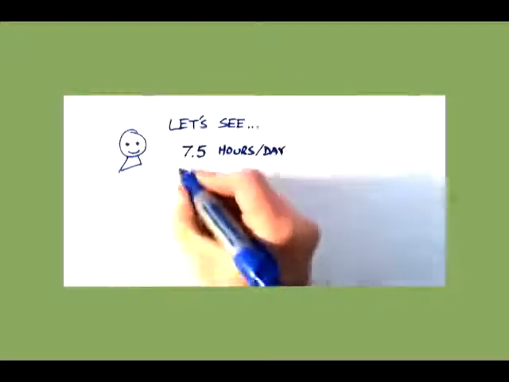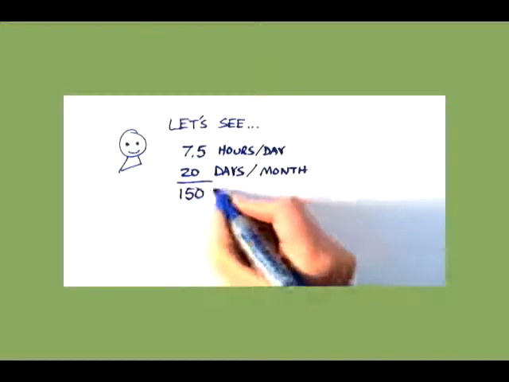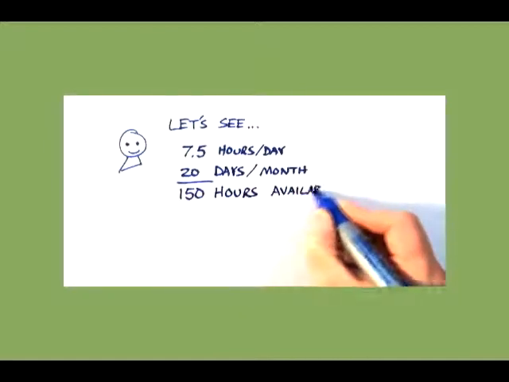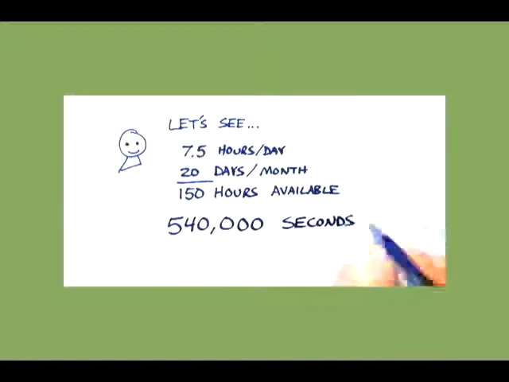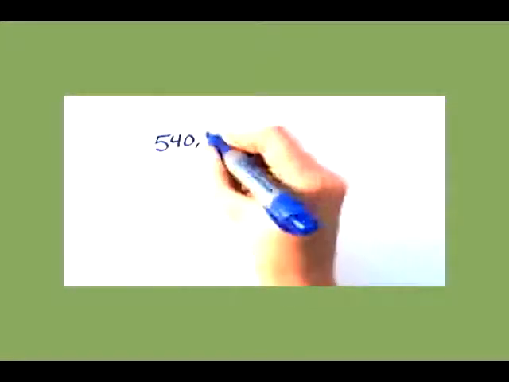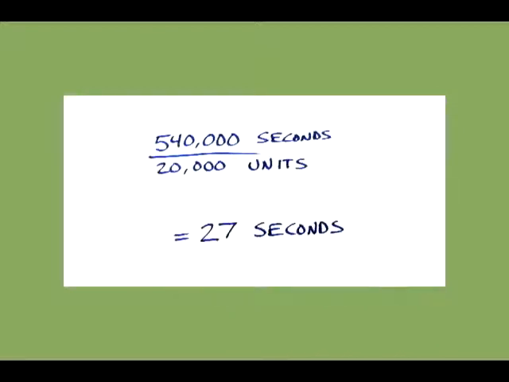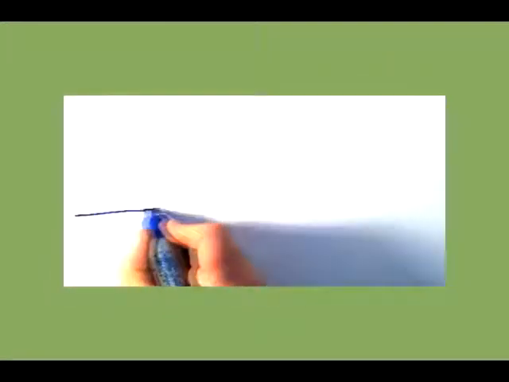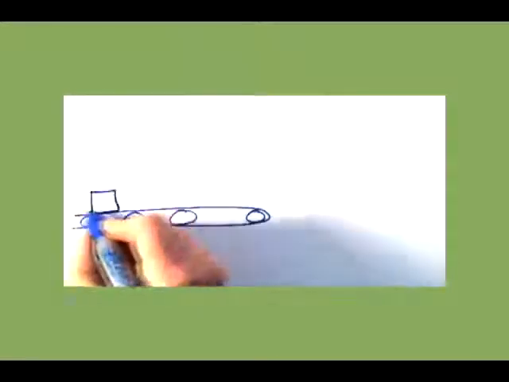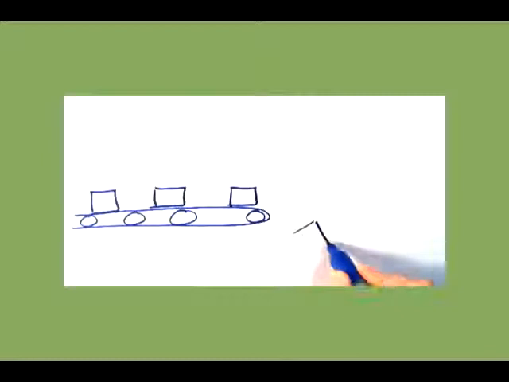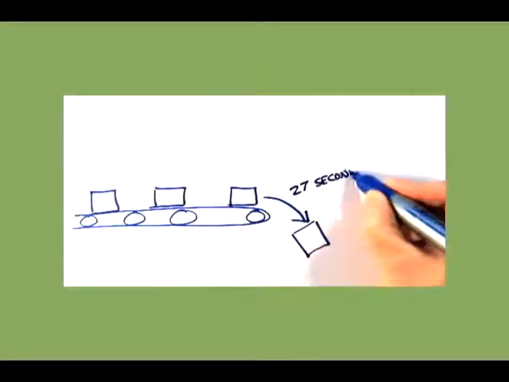So for a single shift operation running 7.5 hours a day, 20 days a month, you have 150 available hours, or 540,000 seconds. If the customer needs 20,000 units, the calculated takt time is 27 seconds. So in order to meet the customer demand, 1 unit will need to be produced every 27 seconds, at a minimum.